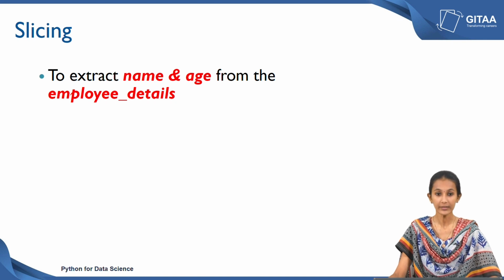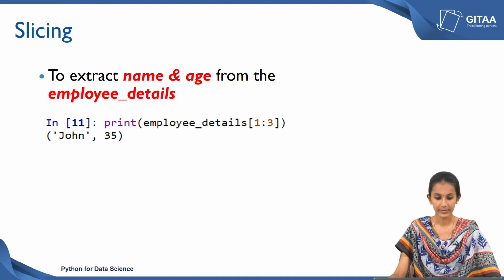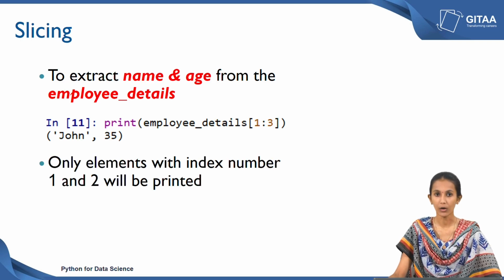Let us say I wanted to extract 2 elements from the employee_details tuple. I wanted to extract name as well as age. The employee name corresponds to the index number of 1, age corresponds to the index number of 2, and salary details correspond to the index number of 3. So if you give 1:3, 1 will be included, 3 will not be included, so it will be 3 minus 1, which is 2. You will get an output of John and 35, which corresponds to the employee name and age. Only elements with the index number of 1 and 2 will be printed. 3 will not be printed in this case.